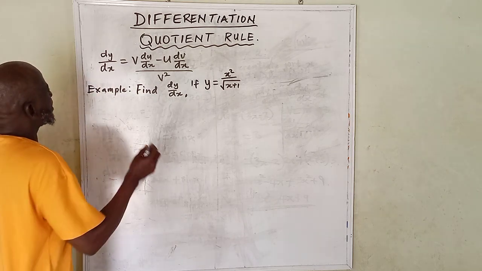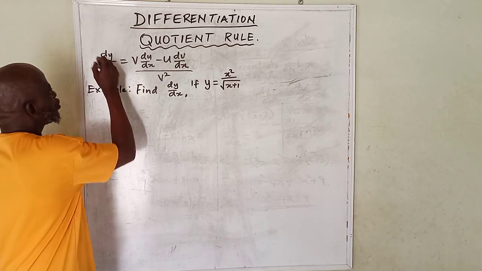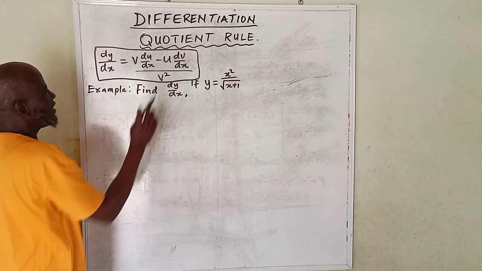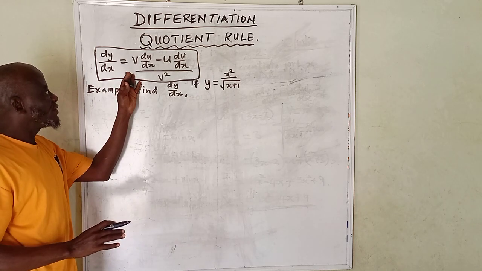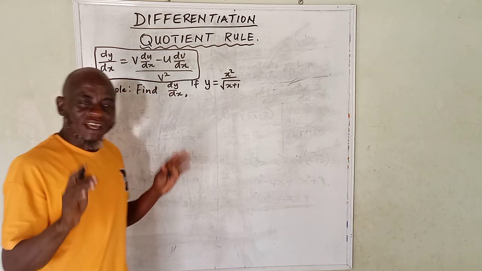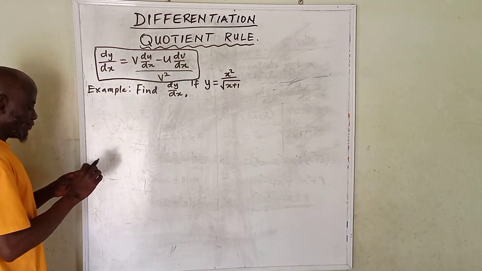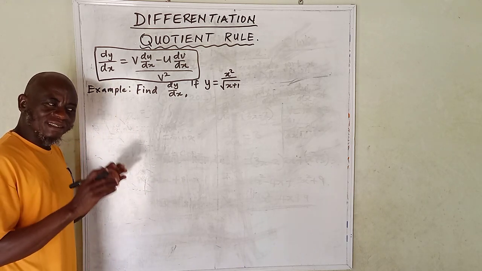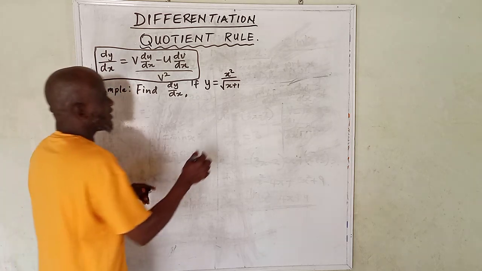Now, look at the formula on the board. This is the formula for quotient rule. Try to memorize it, go over it several times, and digest it very well. Once you know this formula, it becomes easier for you to solve any questions on this part. Although it looks cumbersome, when you settle down, digest it, and go over this video several times, it's very easy.